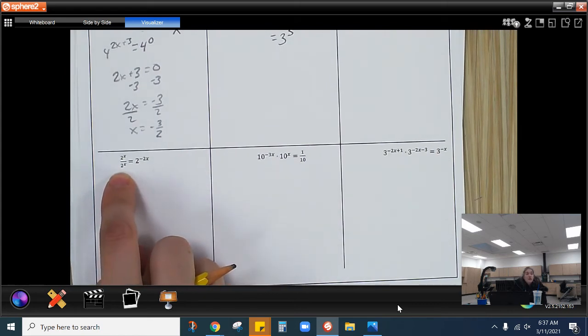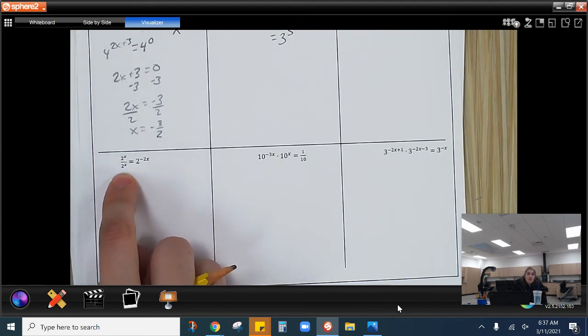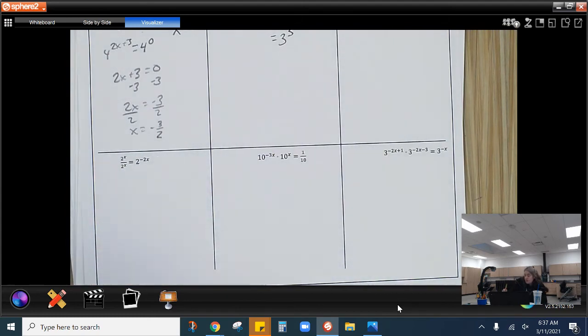If we look at this far left one, we have 2 to the x divided by 2 to the x equals 2 to the negative 2x. First thing we need is for this to be just one base. Well, we can't have multiple. We need it to be just one, all right? That way we're not having to deal with all of our rules.